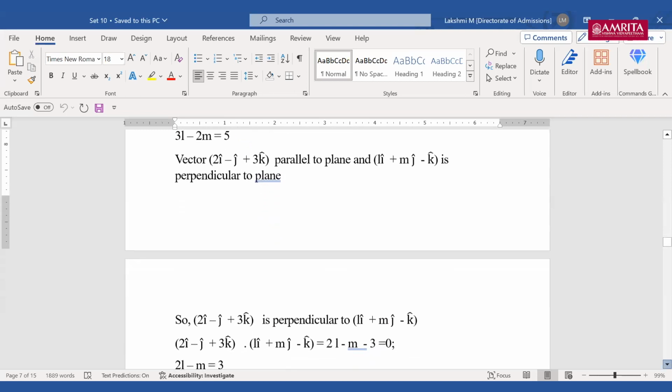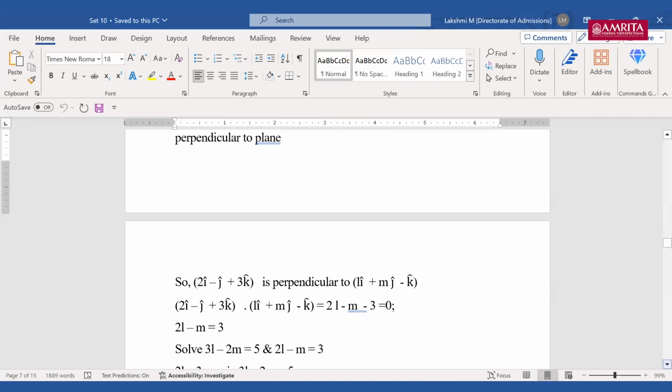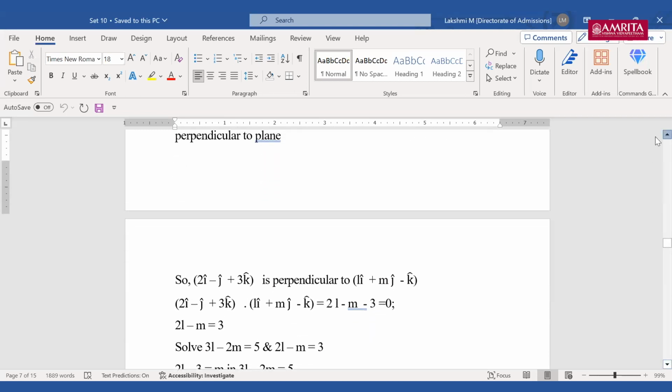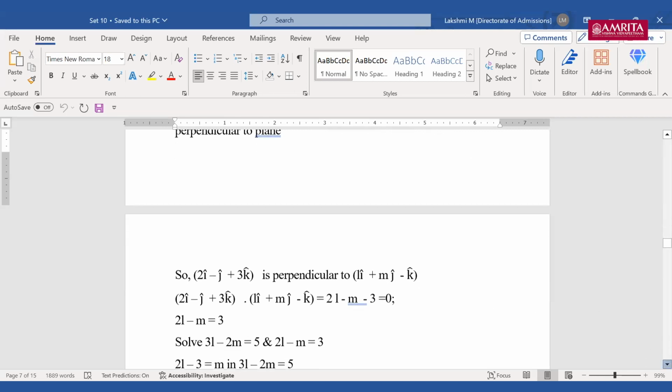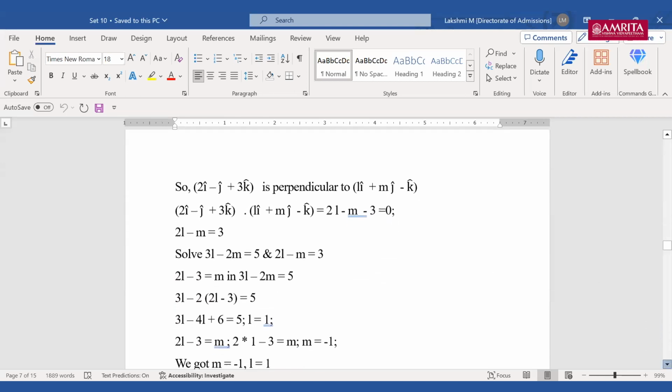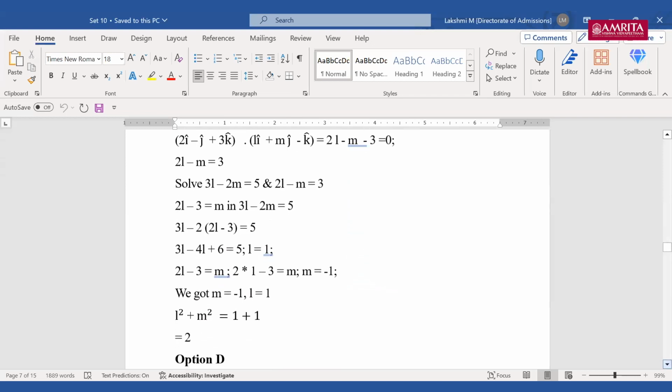Now, when I have this vector which is parallel to the plane, and the plane equation is also given, its normal is Li plus Mj minus K. So the direction vector will be perpendicular to Li plus Mj minus K, and the dot product will be 0. I have the other equation. So I've solved for M and L, and I got the value of M as minus 1 and L as 1, and the square sum is 2.